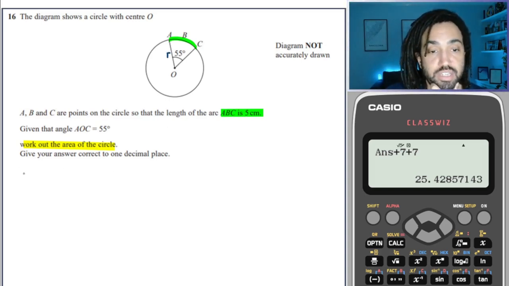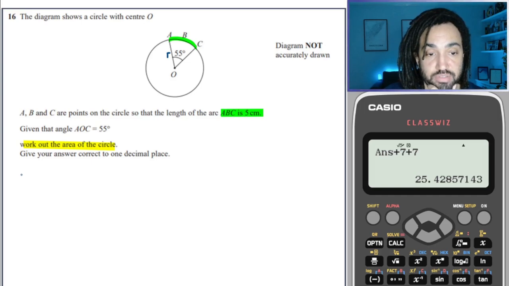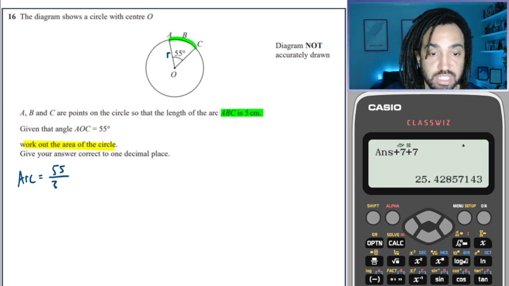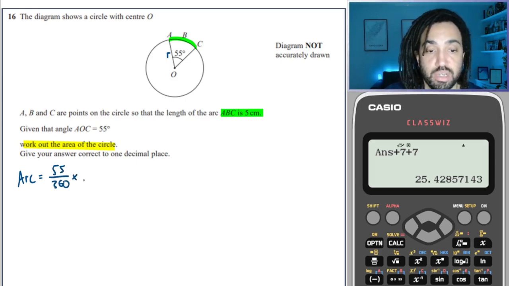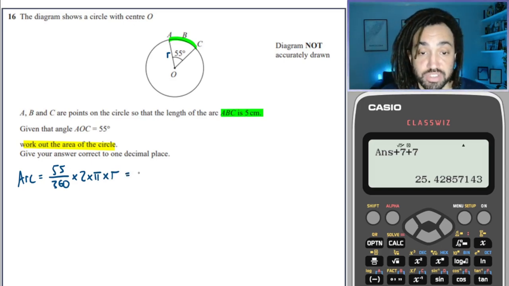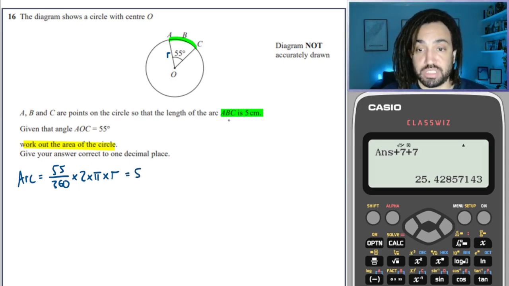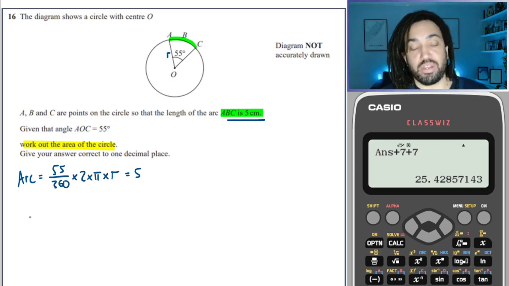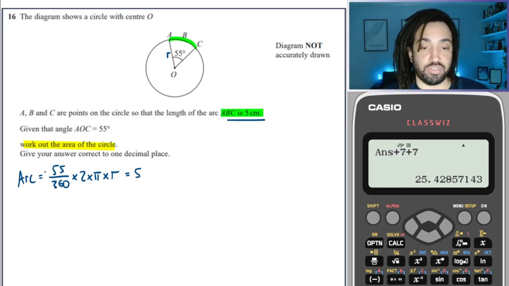So using the green bit of information, the arc length, we know that the arc length is equal to the angle, 55, over 360, multiplied by 2 times pi times r, which we don't know. But we do know the arc length is equal to 5, because it says it right here. Okay, so we need to rearrange this equation now to find r.